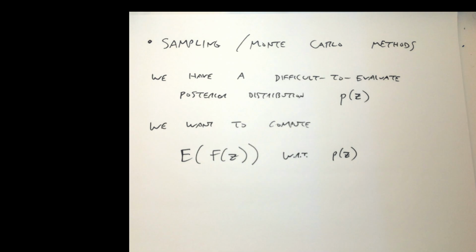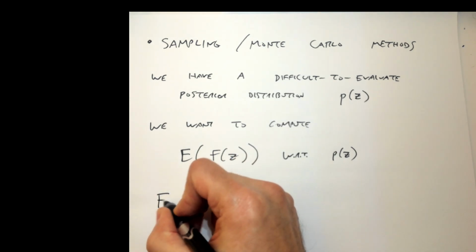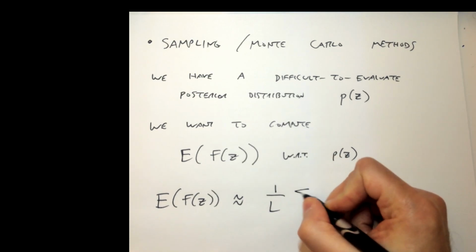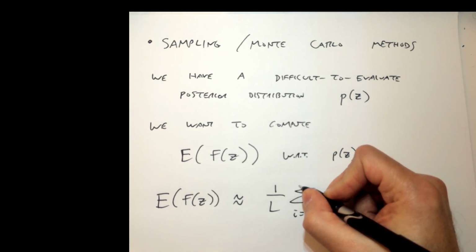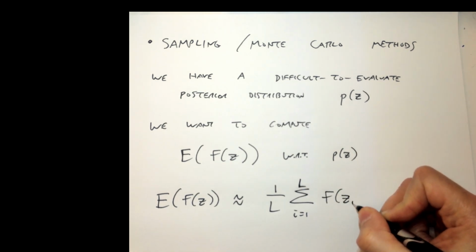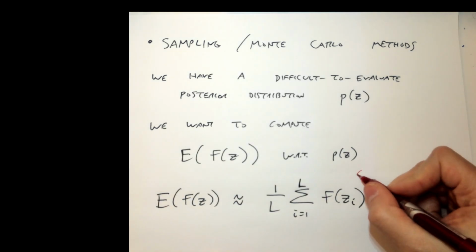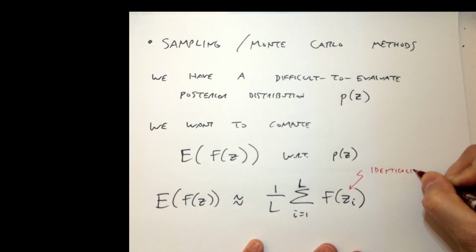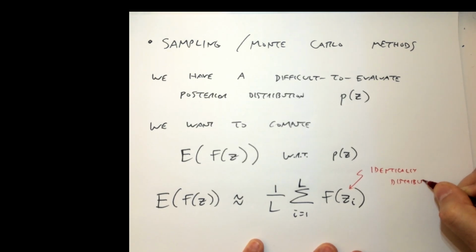Well, this may not be so easy to do, right? In practice, what we do is we sample from the distribution, and then we evaluate this expected value basically empirically, right? We basically say that the expected value of this thing is approximated by the average of a bunch of samples here, where these z_i are basically identically distributed samples from P of z, right?